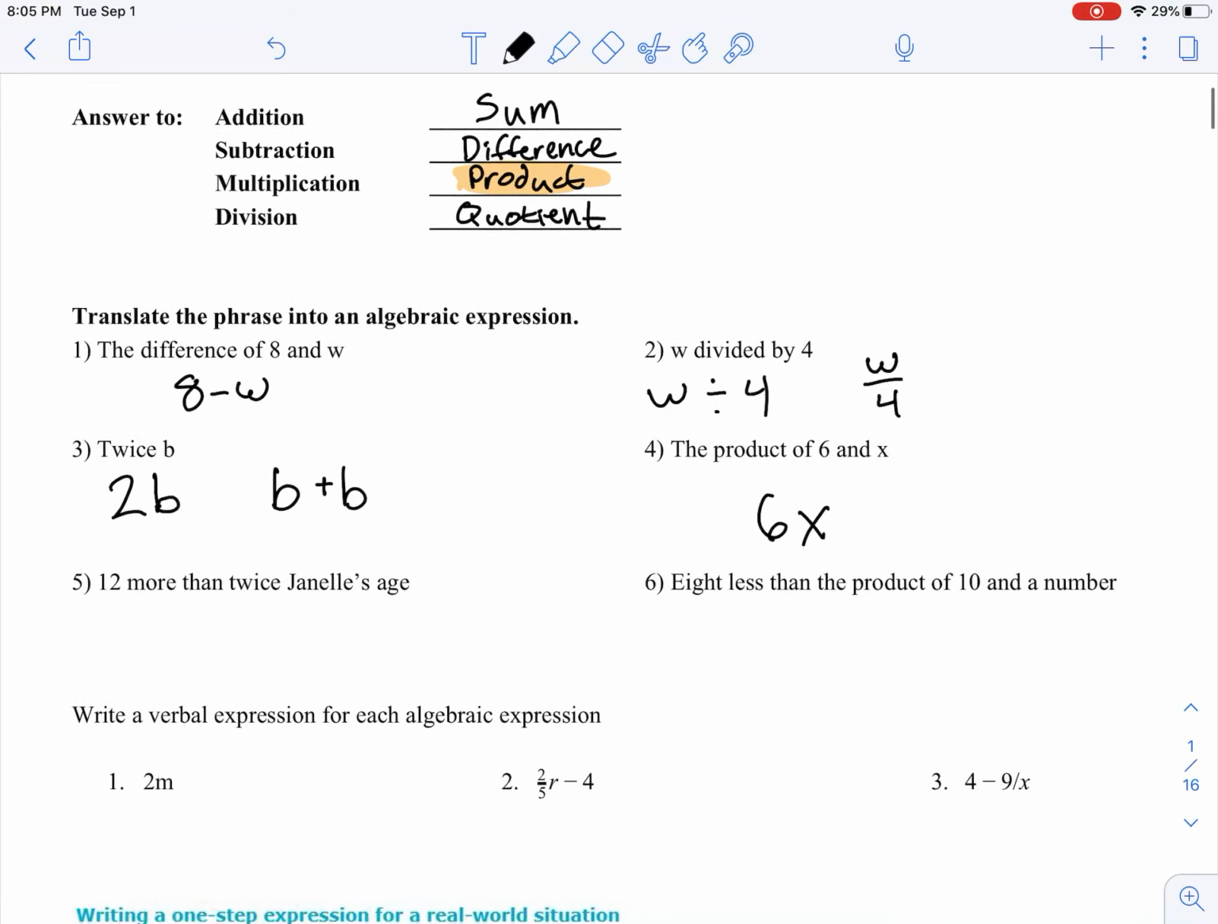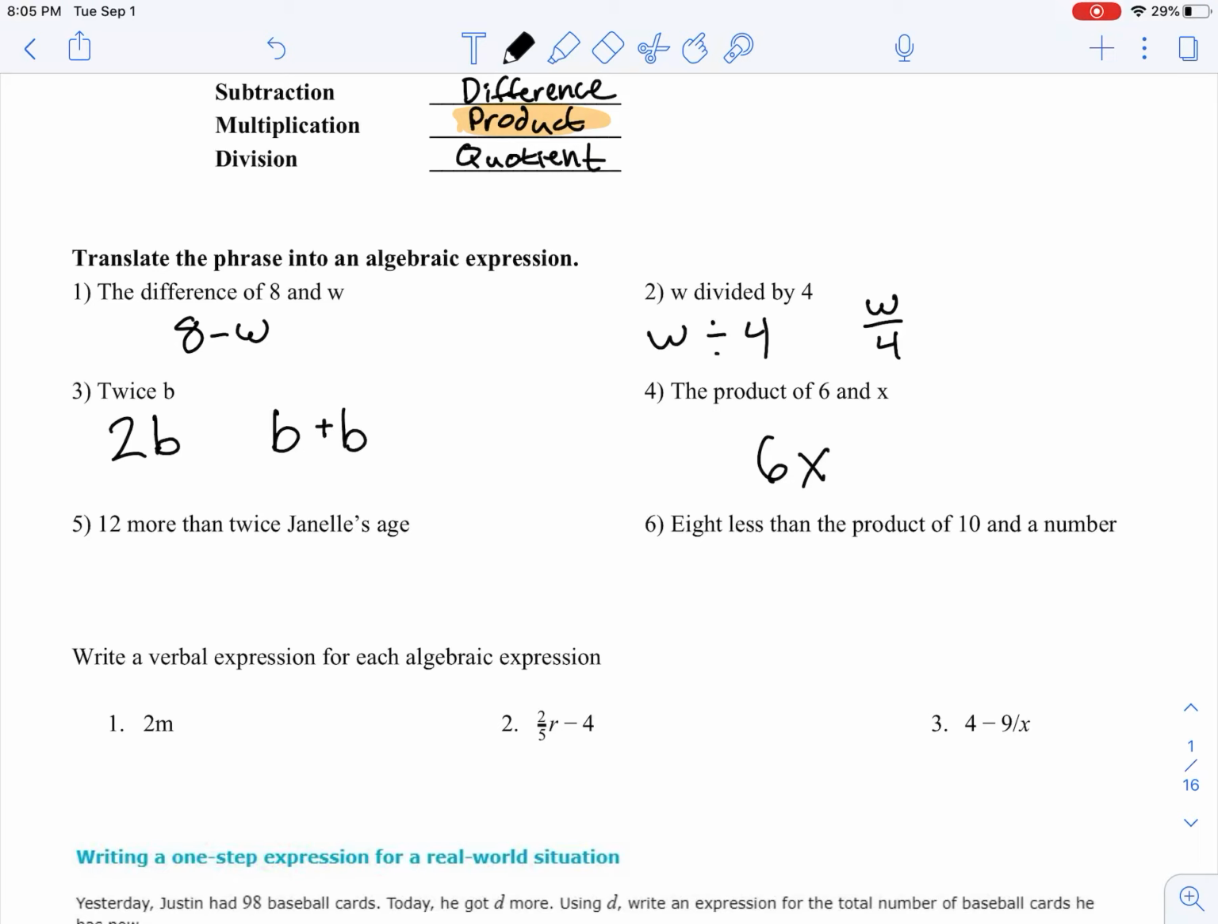Next one, 12 more than twice Janelle's age. When I see the words more than, that means addition to me. When I see the word twice, we've already done this one before, but when we said twice up here, we said that was like 2 times. That's still what this is right here. That's still 2 times. So, 12 more than was plus twice Janelle's age. 2 times Janelle's age. I'll just do the letter J for Janelle. If you wanted to switch that around and have 2J plus 12, you could do that as well. Either one works.